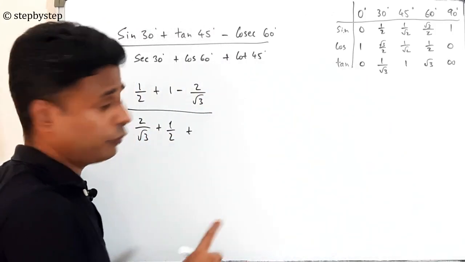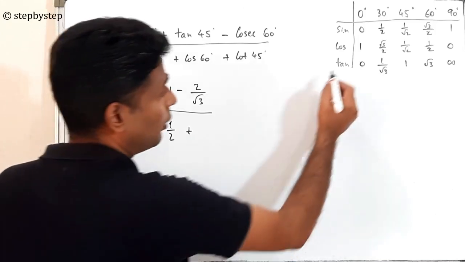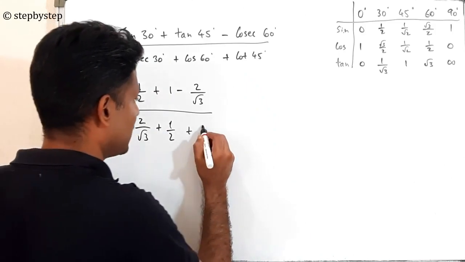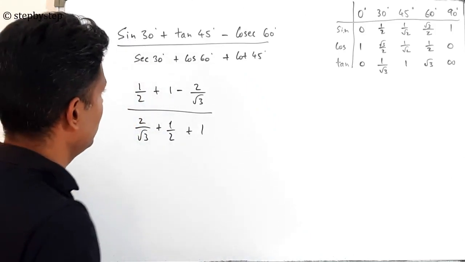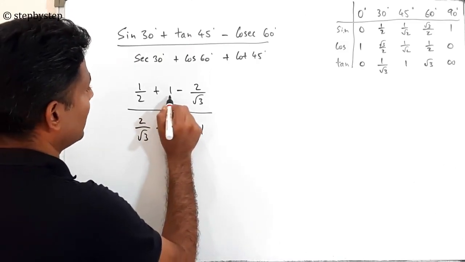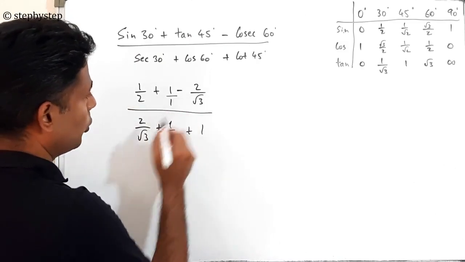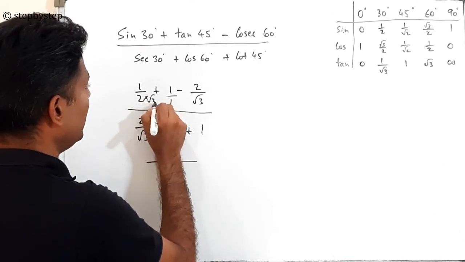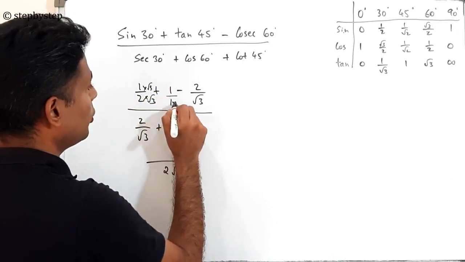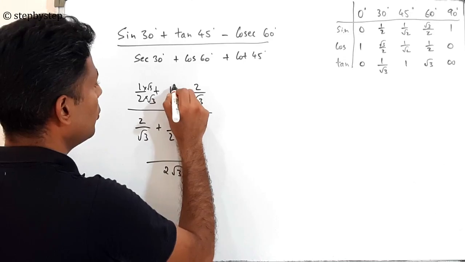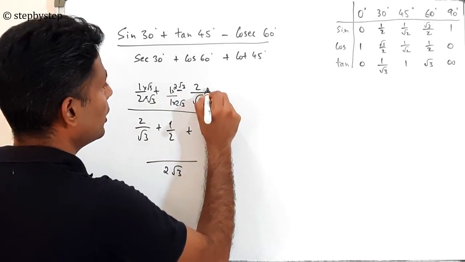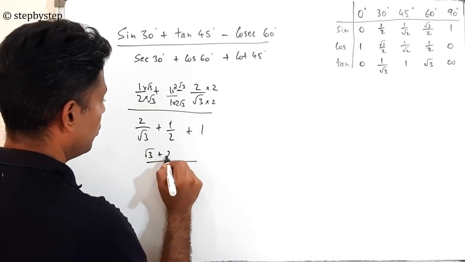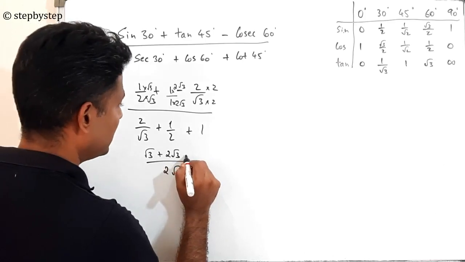Cot is reciprocal of, sorry, cot 45. Cot is reciprocal of tan. Tan 45 is 1. So cot 45 will be 1 by 1, which is nothing but 1. Right? Now we have to take LCM. So by 1, what will be the LCM? 2 root 3. Right? So into root 3 into root 3. Here into 2 root 3 into 2 root 3. Here into 2 into 2. So 1 into root 3, we get root 3 plus 2 root 3 minus 4.